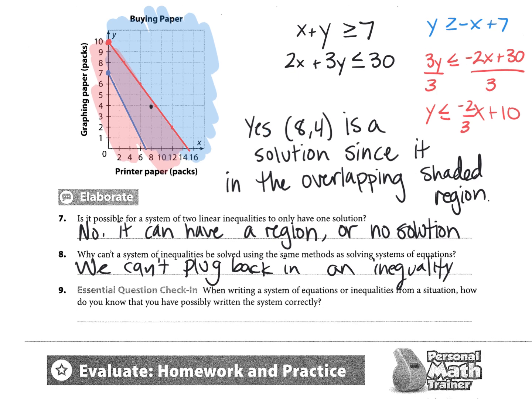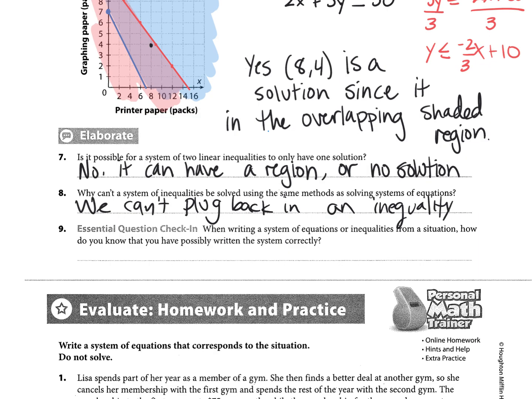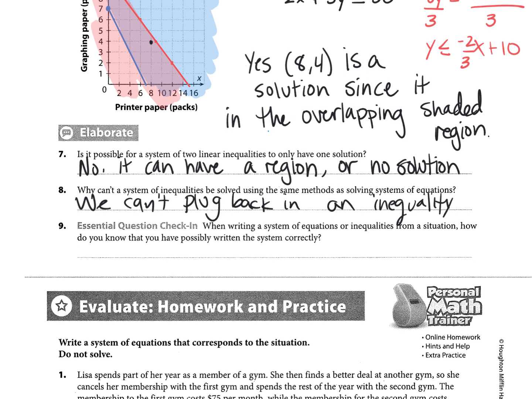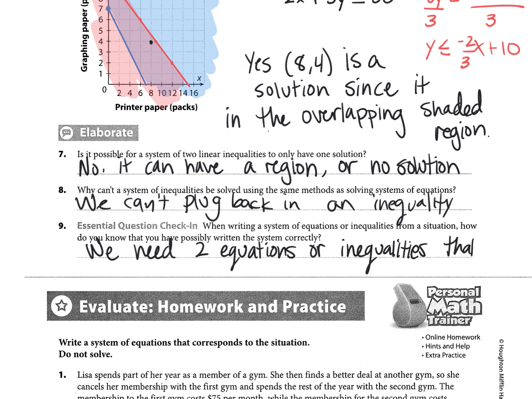Then in 9, when writing a system of equations or inequalities from a situation, how do you know that you have possibly written a system correctly? Well, you need two equations or two inequalities that address different aspects of the situation.